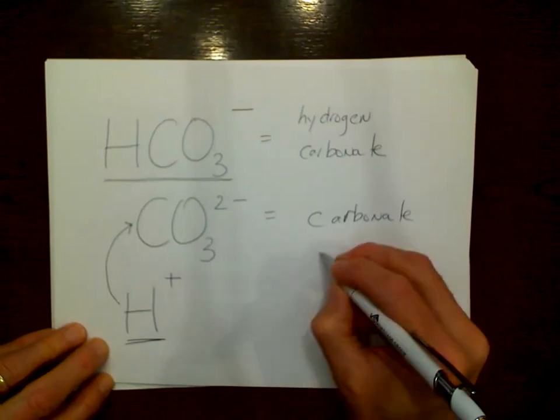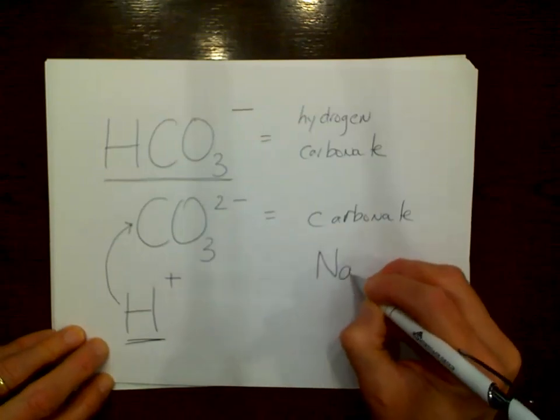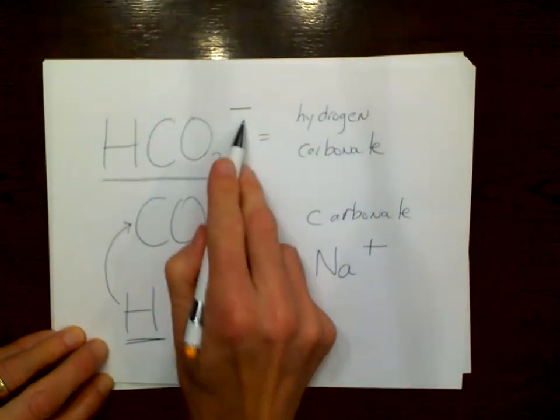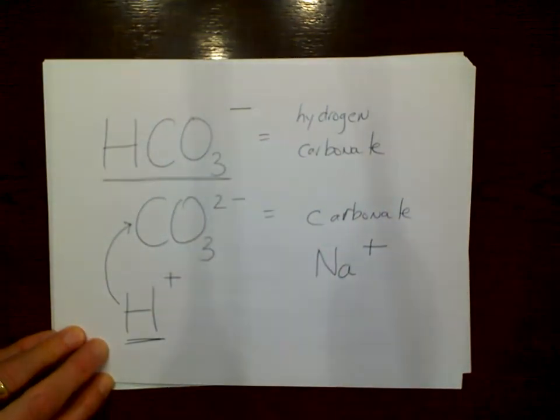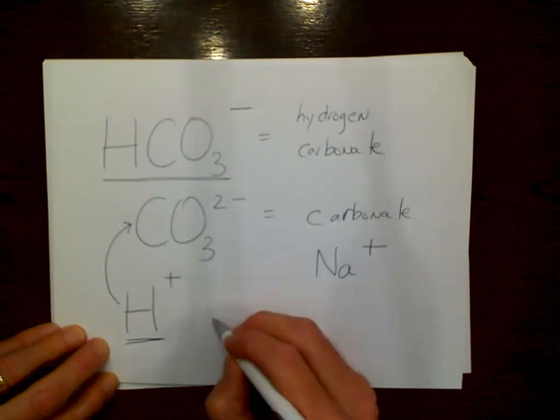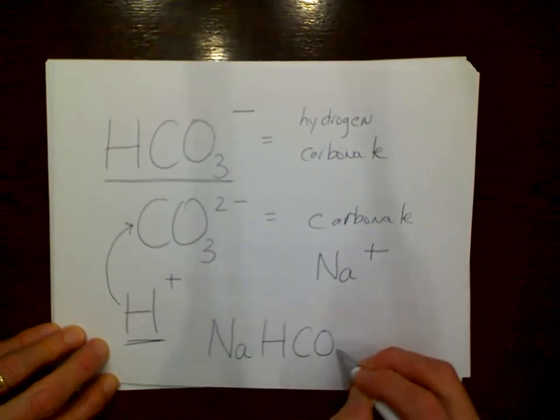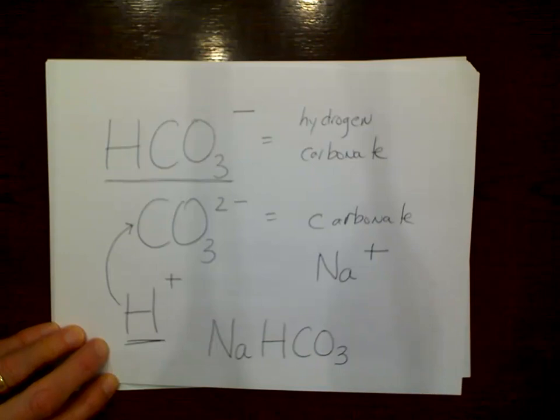And we can see, okay, if this was to pair with the sodium ion, which has a single positive charge, the charge is already balanced. So if I was going to write the formula of sodium hydrogen carbonate, it would look like this. A single sodium paired with the hydrogen carbonate ion, like that.